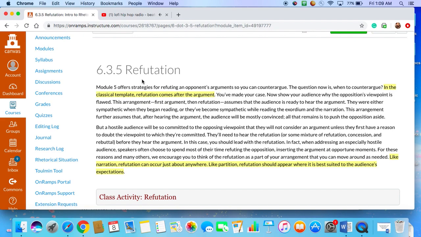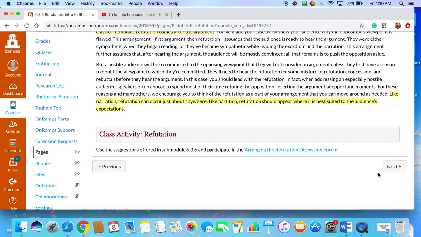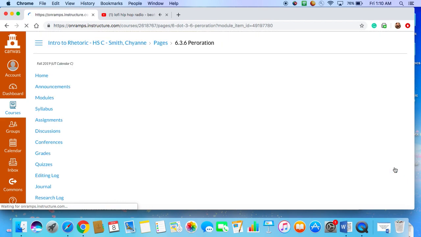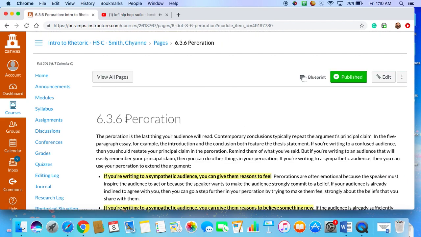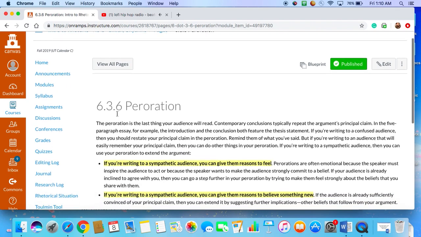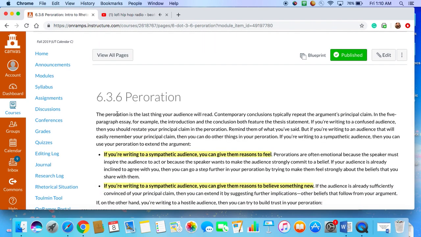So you need to go back through and review those types of refutation, and that's what you would choose to plug in right here. So once you've done that, you're going to end your paper with your peroration. This should be the last thing that your audience reads. If you're writing to a confused audience or an uninterested audience, you want to restate your claim, remind them of what you've said and of what your argument was and why they should care.